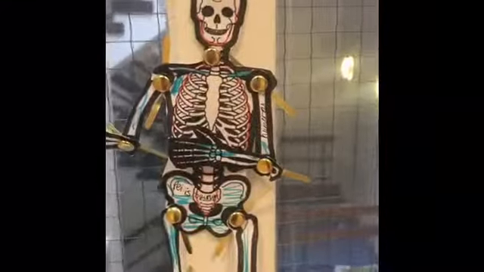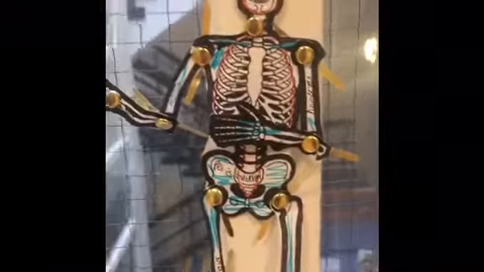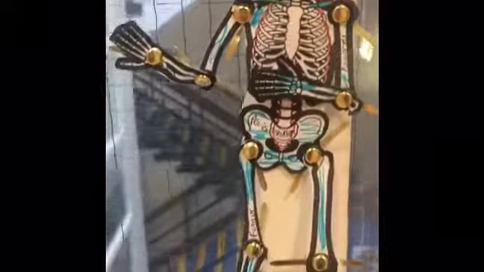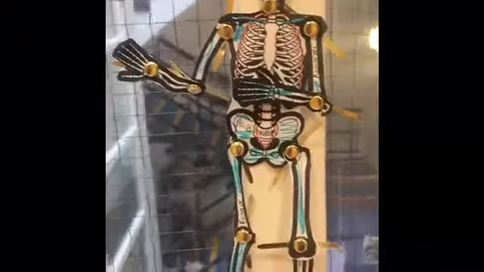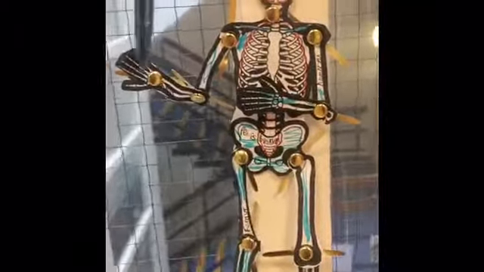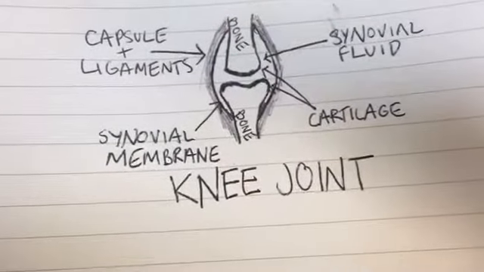The last type of joint is a condyloid joint. This allows movement across 2 planes. An example of this is the wrist. Here is a knee joint.